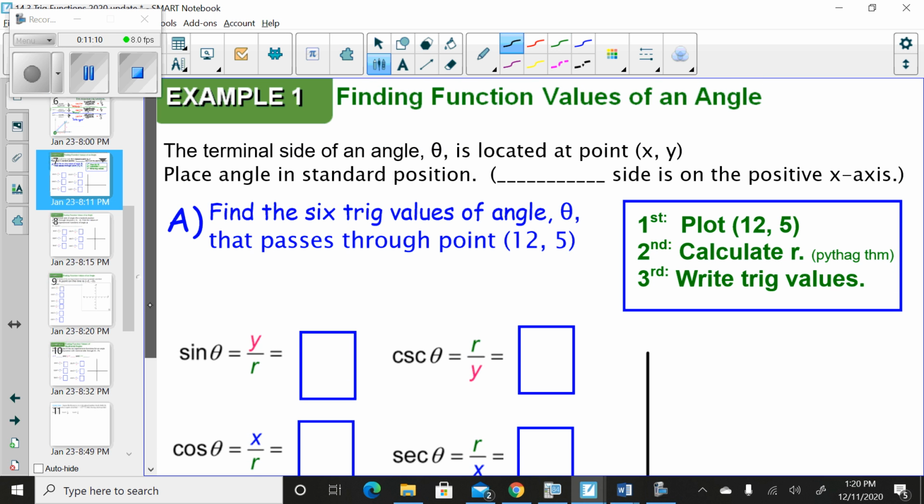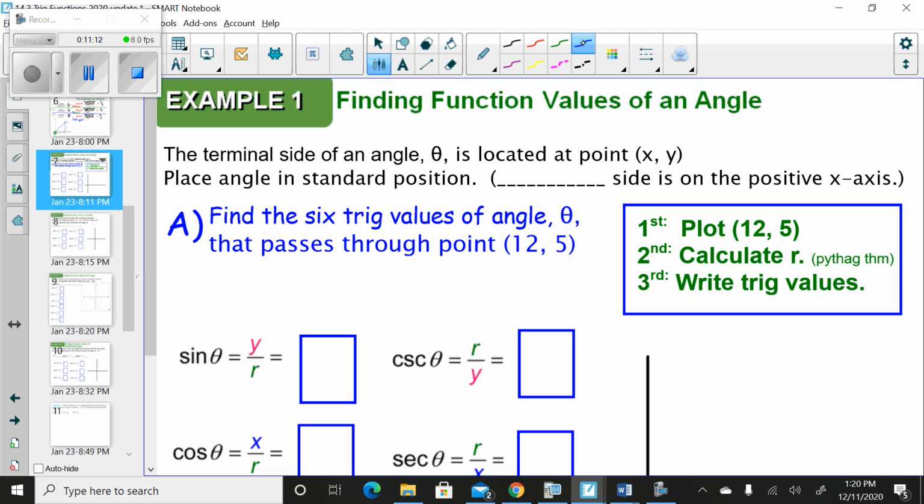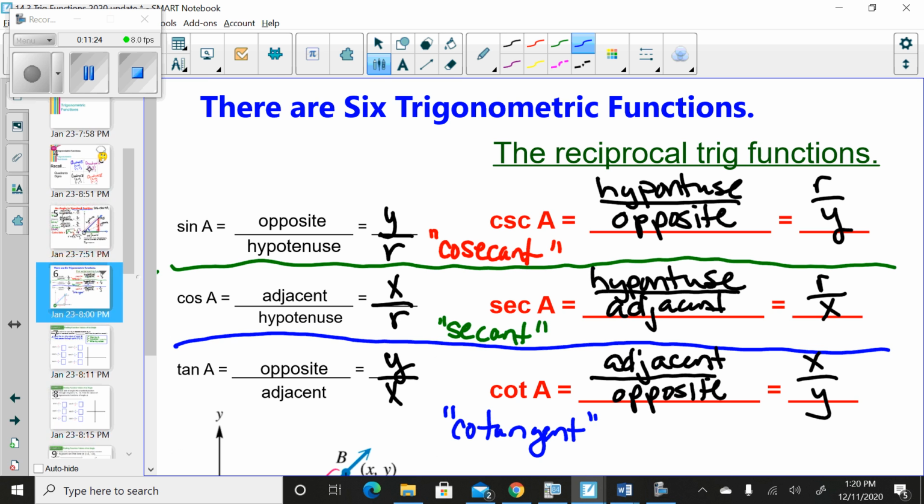So we're going to figure out where our angle was, where this location was, so what our x and y values are, and be able to write out the ratios by looking at the triangle. So we're going to find the 6 trig values of angle, and we're going to use this theta. So I'm going to go back to that conversation. I kind of skipped it, but now it makes sense to talk about.